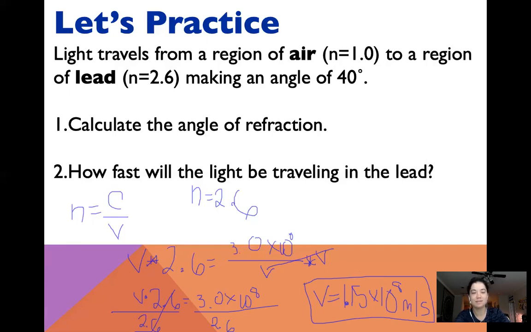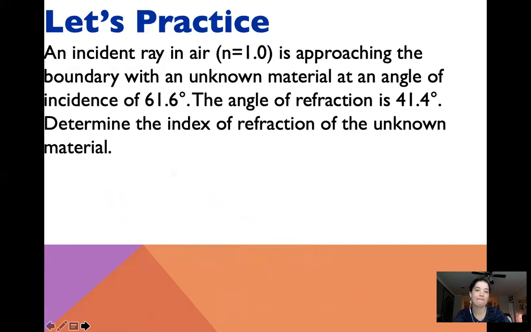Again, pause it, copy it down. Come see me with questions. Oh man, we got a couple more examples. Okay, so an incident ray in air is approaching the boundary of an unknown material at an angle of incidence of 61.6 degrees. The angle of refraction is 41.4. We're going to determine the index of refraction of the unknown material.